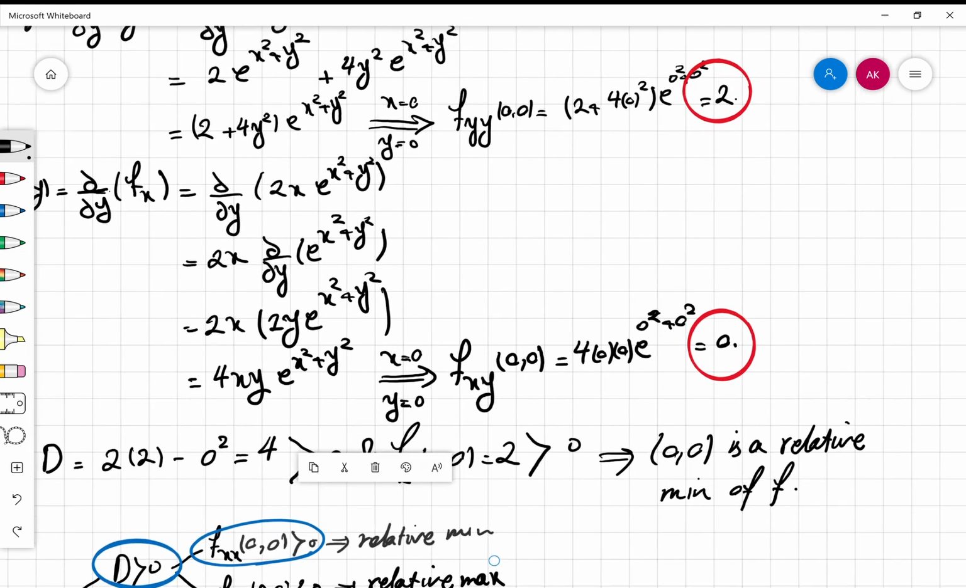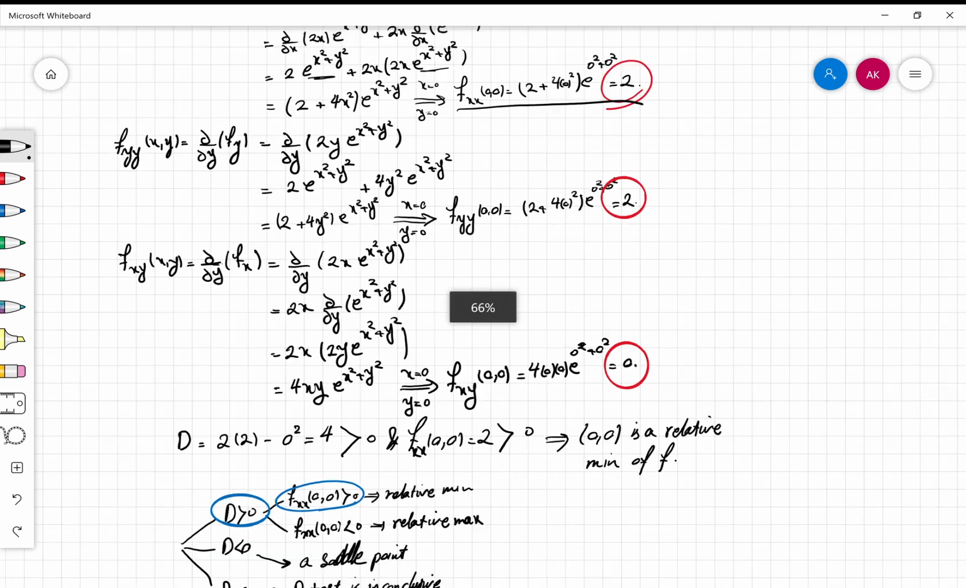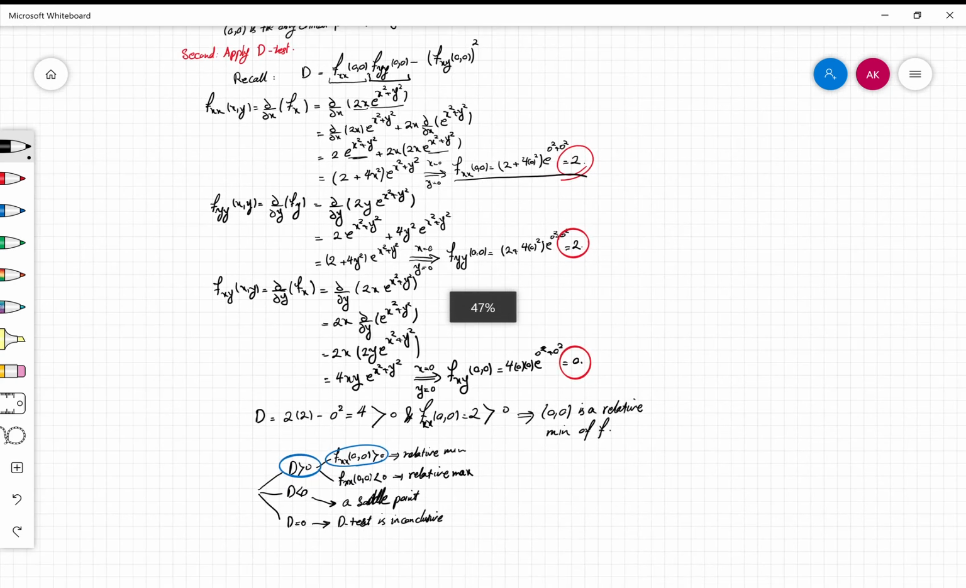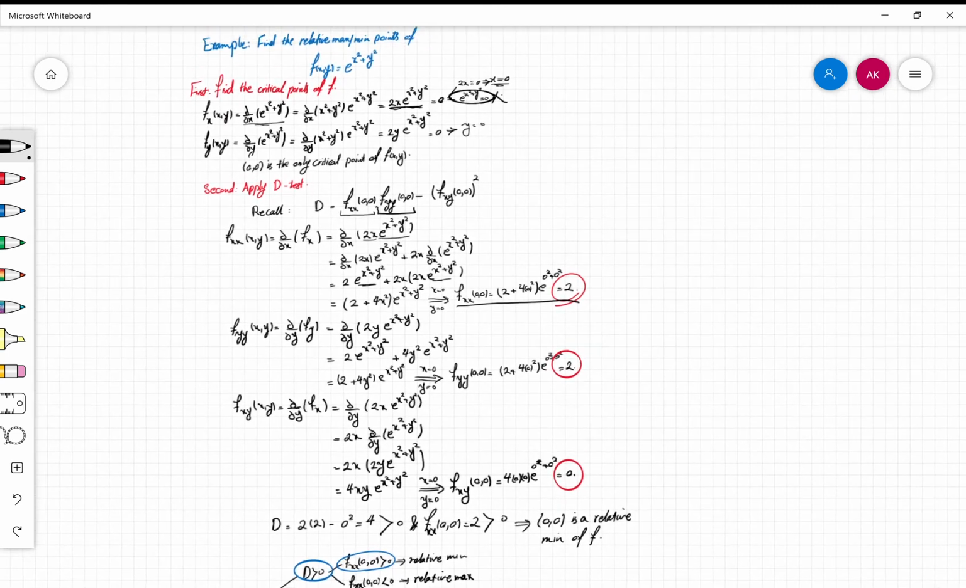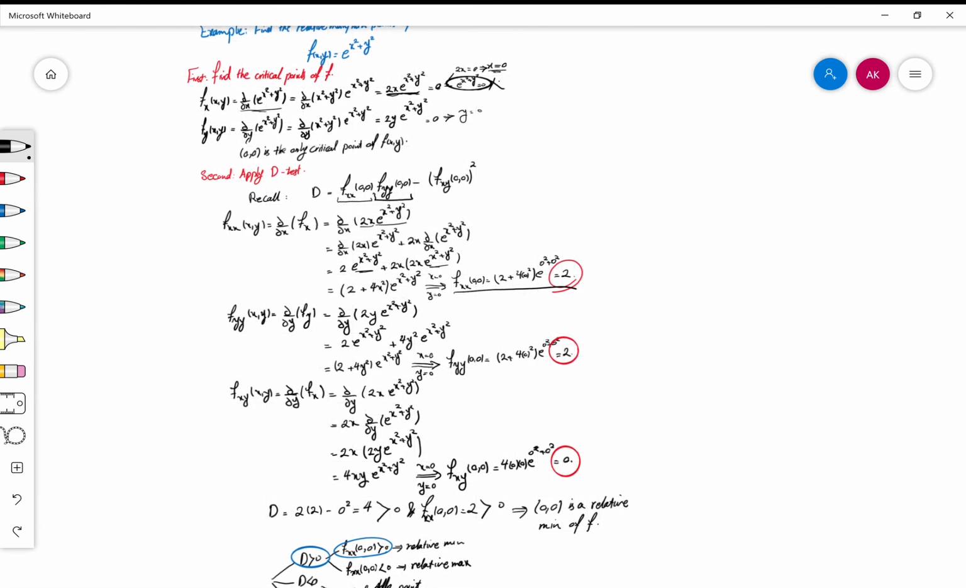It was a little bit long example, but the steps needed to be done here are all as before. We first find the critical point, then we found what D is up to here, and then from there we just apply the D test and we conclude that (0, 0), the only critical point, is a relative min for the function.